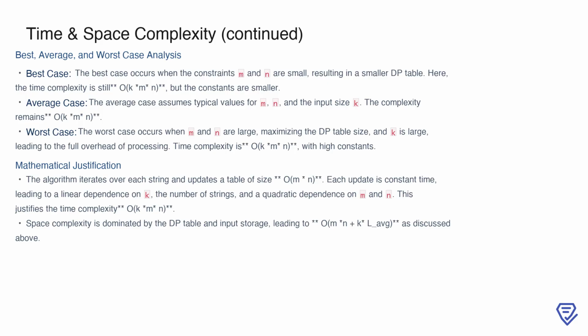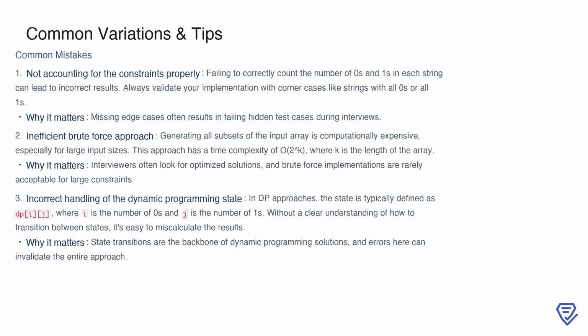For space, the DP table and input storage dominate, leading to a total complexity of O(m*n + k*l_average), as discussed earlier. When working on this problem, one common mistake is not accounting for the constraints properly. For example, failing to count the number of zeros and ones in each string accurately can lead to incorrect results. It's crucial to validate your implementation with corner cases, such as strings that consist entirely of zeros or entirely of ones. These edge cases often expose hidden bugs that might otherwise cause your solution to fail during interviews.